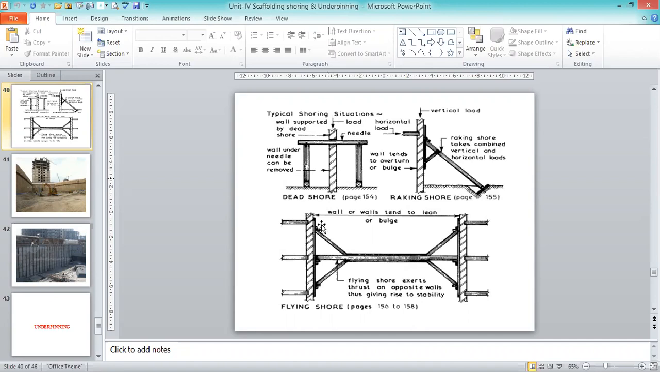So this is about how the racking shore is provided, how the flying shore is provided, and how the dead shore is provided, such that the structure is safe. An unsafe structure is made into a safe structure. And some of the pictures you can go through.